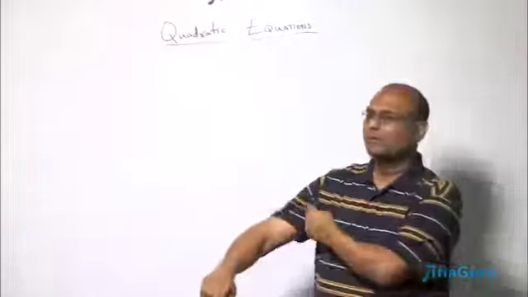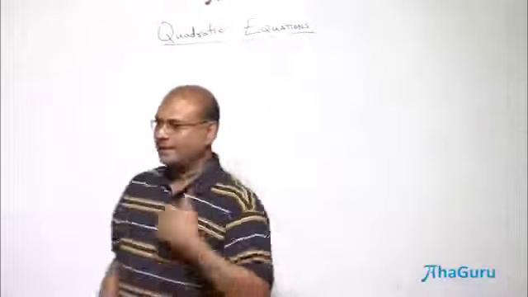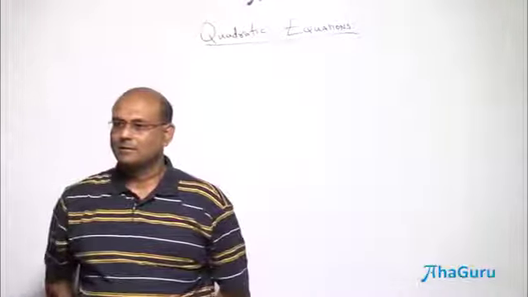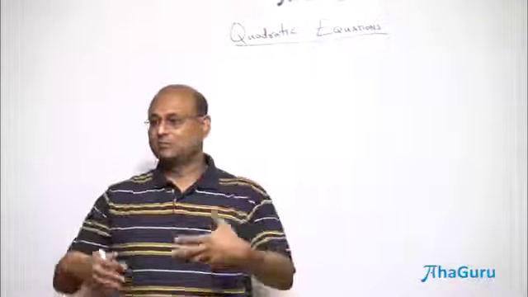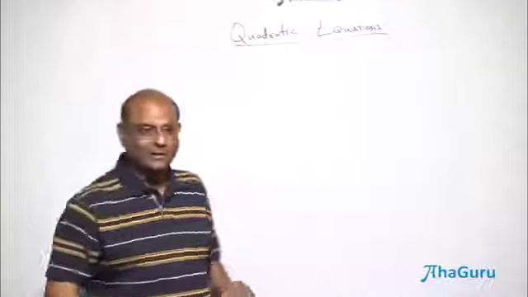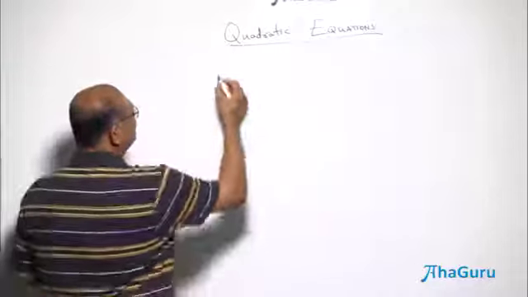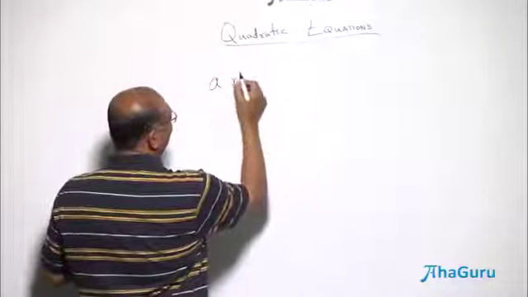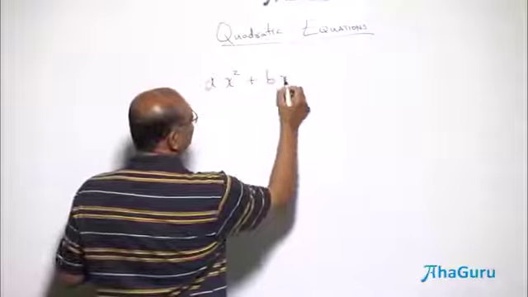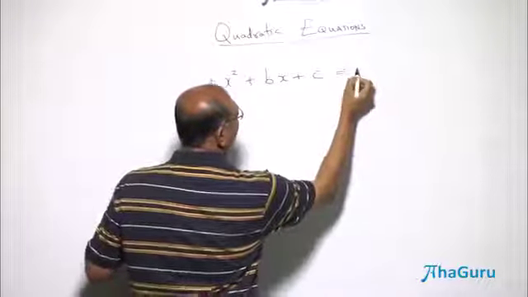Okay, so first of all, what is a quadratic? What does it mean? Highest degree is 2. It's a polynomial equated to 0. So you usually write this like this. You write ax square plus bx plus c, and you say that is equal to 0.